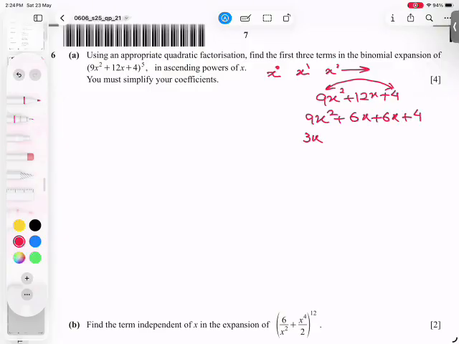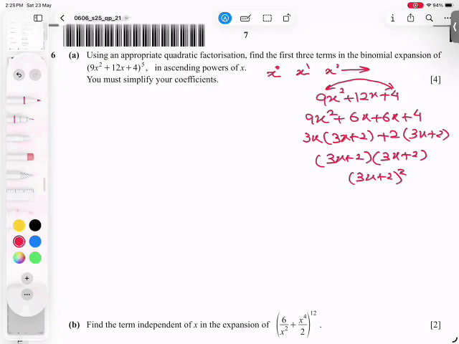Taking 3x common, we get 3x plus 2. Taking 2 common, 3x plus 2. We are getting 3x plus 2 whole square, which I'm going to replace inside. It means I have a (3x plus 2) whole square inside and 5 outside.